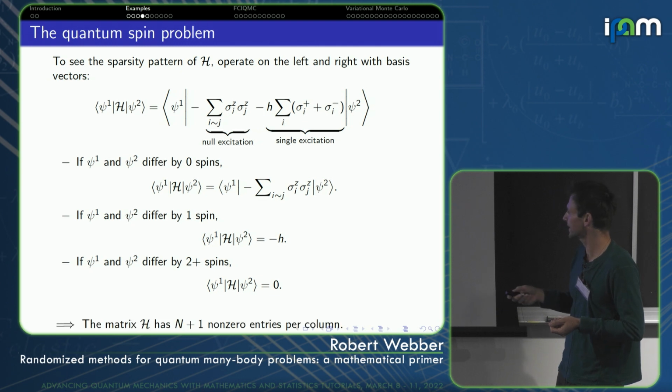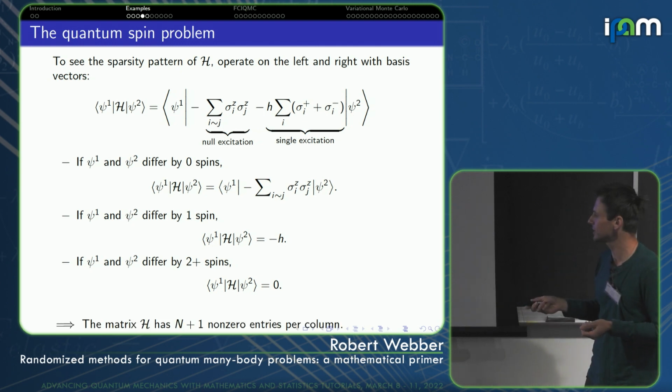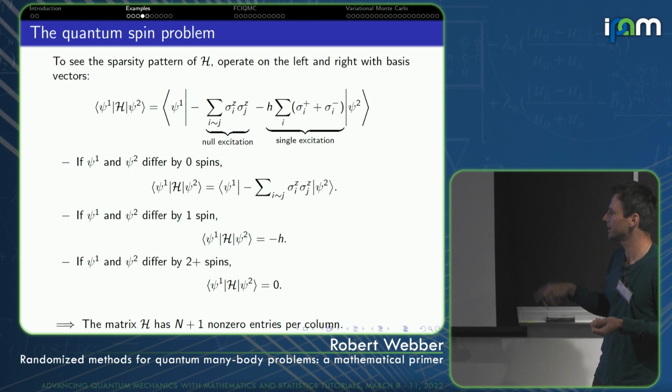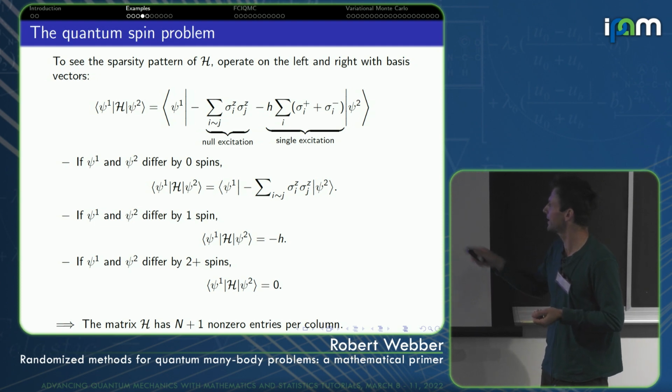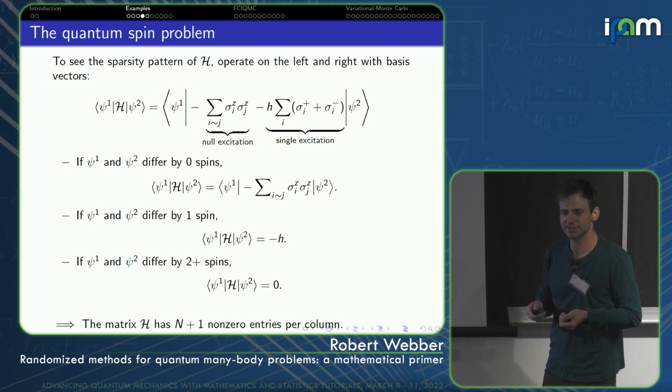So what this starts to tell you is that the matrix H has n+1 non-zero entries per column. So there's 1 entry from the null excitations and n from the single excitations.